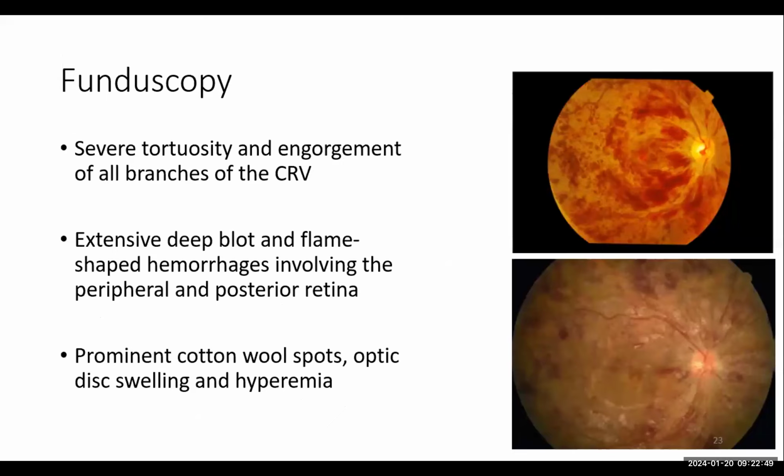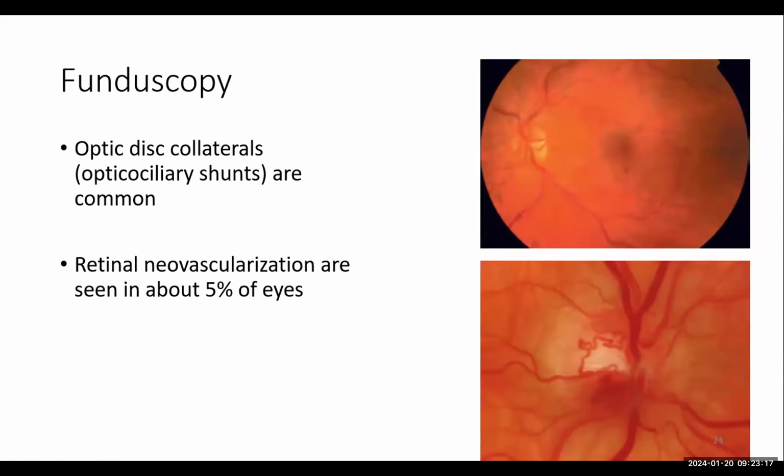Then here you have severe tortuosity and engorgement of all branches of a retinal vein. You can see here, this is more of that battlefield appearance with more extent now. Then extensive blood and flame-shaped hemorrhages you can see at the posterior pole of the fundus and also in the periphery. See cotton wool spots, optic disc swelling, and then hyphema.